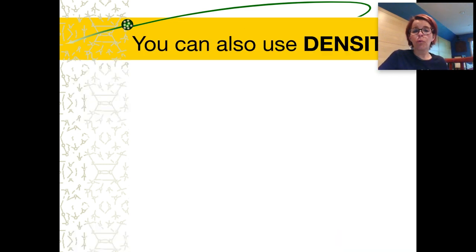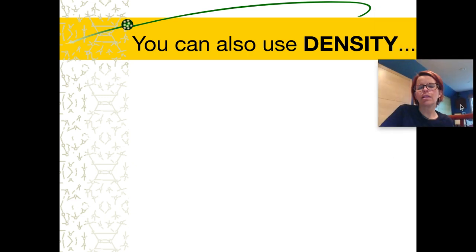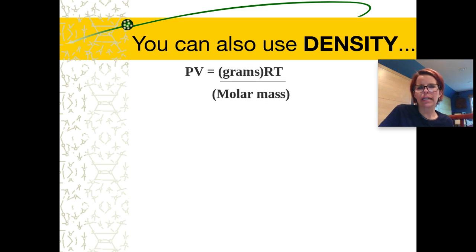All right. And then one more thing I will mention, we can also use the ideal gas law to solve problems to solve the identity using density. So I'm not going to give you an example problem on that, but I'm just going to show you how to do it. So here's our rearranged ideal gas law. PV equals N, and remember we said N is grams over molar mass times RT.